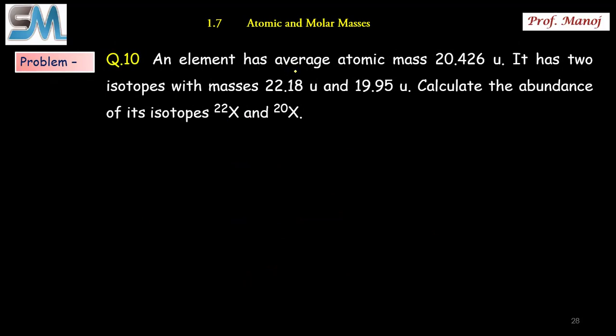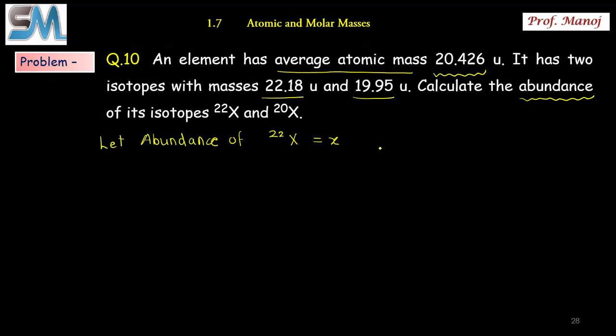Read it, think over it, then pause the video, think, and then you can see the solution. Average atomic mass has been given to you. 2 isotopes masses are there. We have to calculate their abundance. So we will say, let the abundance of one of the isotopes, let us say 22X, be taken as x.